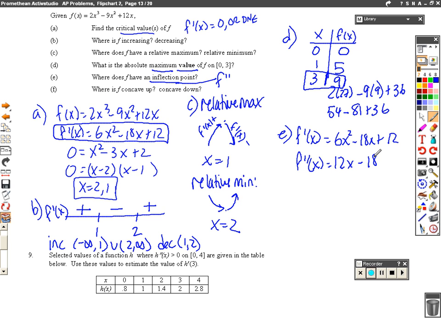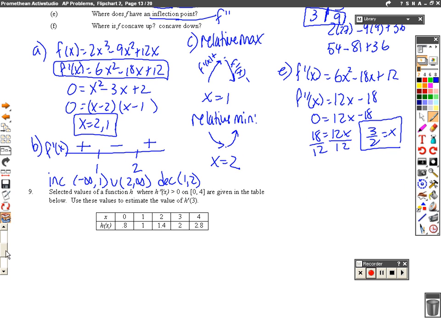We have to see where this does not exist or is equal to 0. It exists everywhere because it's just a polynomial. So let's set it equal to 0. Add 18. Divide by 12. And we get 3/2 equals x. Okay, so now we want to see, is this actually an inflection point? Because right now it's just a possible inflection point, 3/2.